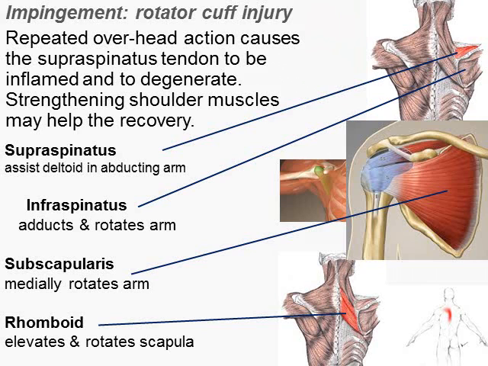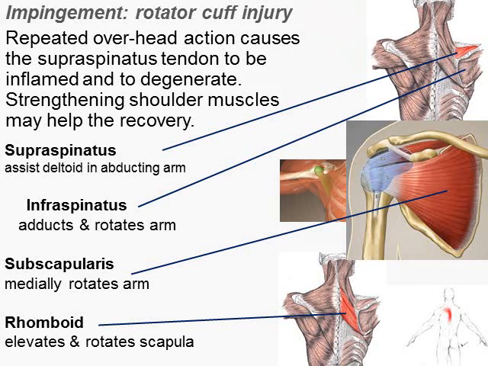Subscapularis, that one's a tough one to see. This is an anterior view, so we're looking, there's the clavicle. So we're looking straight at the person. They're facing us. And underneath the ribs, then the pectoralis major, you'll see the subscapularis. And it immediately rotates the arm. And that one sometimes becomes inflamed as well.